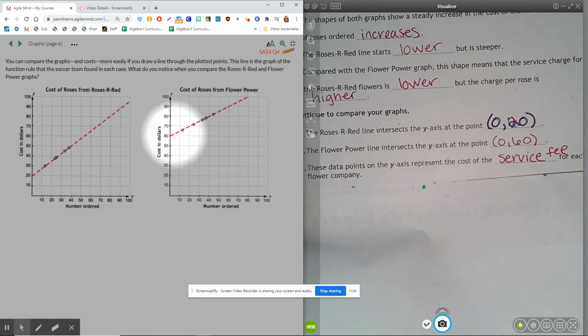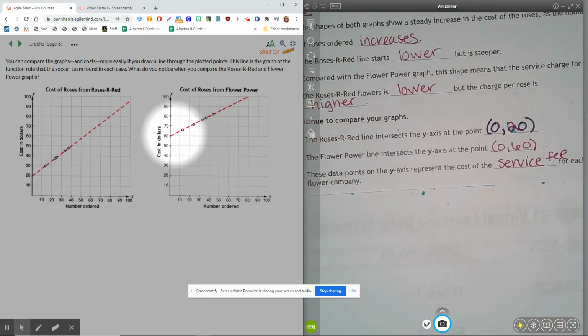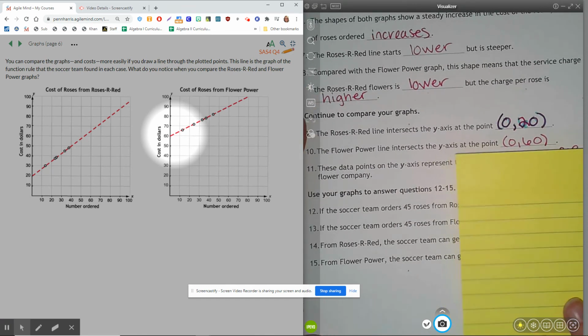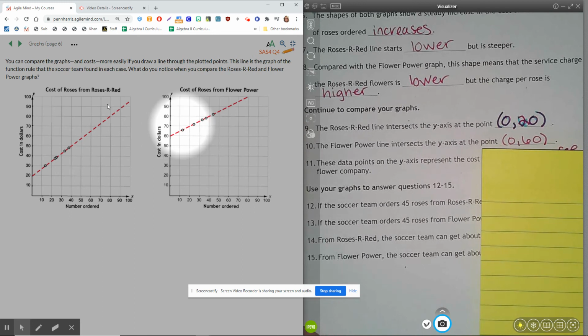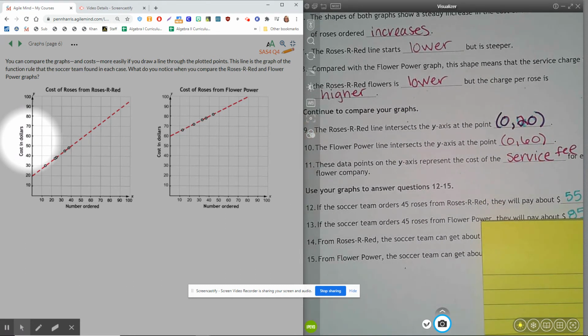I want to know, just looking at this graph, if the team orders 45 roses from my Roses Are Red company, how much is it going to cost us? So I'm going to go 45, that takes us to about right here. And if you look over, that's at about 55. That's about $55 it's going to cost us.